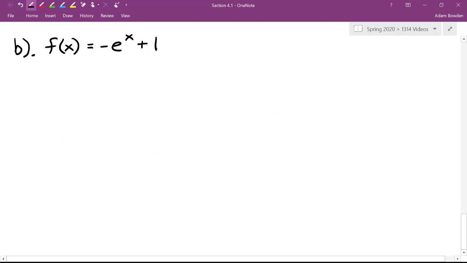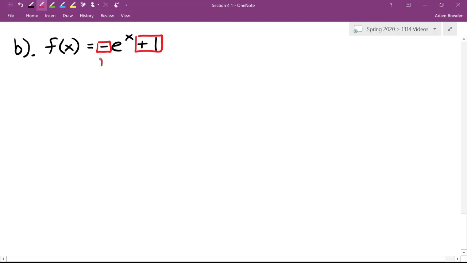Okay, here's another one. This one goes negative e to the x plus 1. Now, the thing to keep in mind is no matter what we have in our base, whether it be e or 2 or any number, the basic shape is going to be the same. It's just going to be a little bit steeper or not quite so steep depending on how big the number is in the base. But for this, again, we're trying to draw just a rough sketch. So let's apply the transformations and take the basic shape that we've had for an exponential function and just make it look like that for the most part.